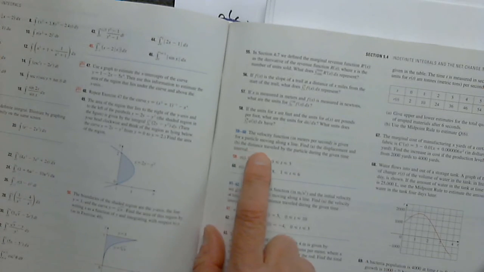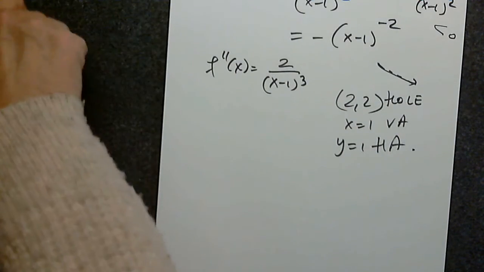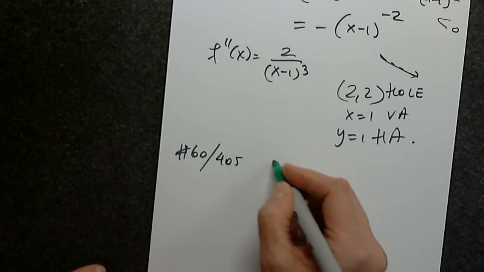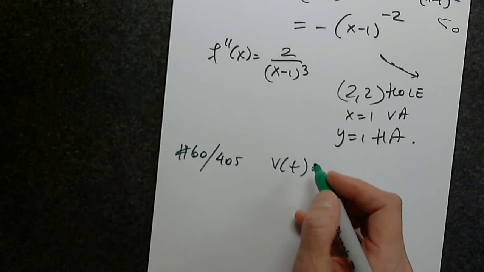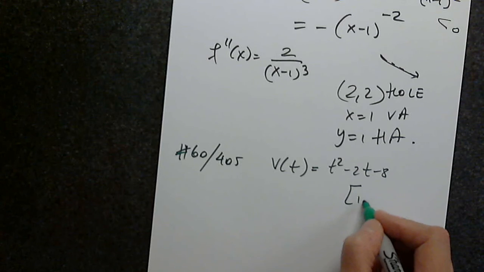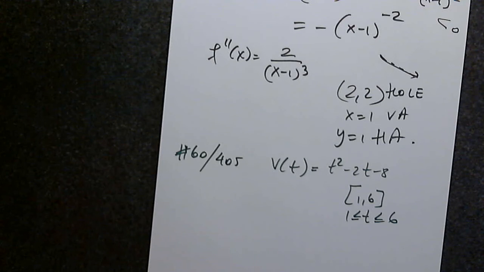And part B, find the distance traveled by the particle during the given time interval. And we have a given time interval. So please choose 59 or 60. Perfect. So let's take a look. Problem 60 on page 405, we are given the velocity. Let's copy it: t squared minus 2t minus 8. And we are given the interval 1, 6 for t in seconds.